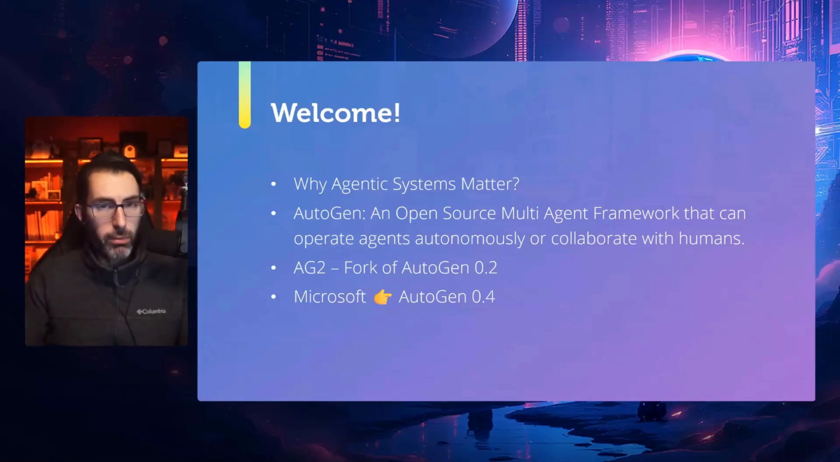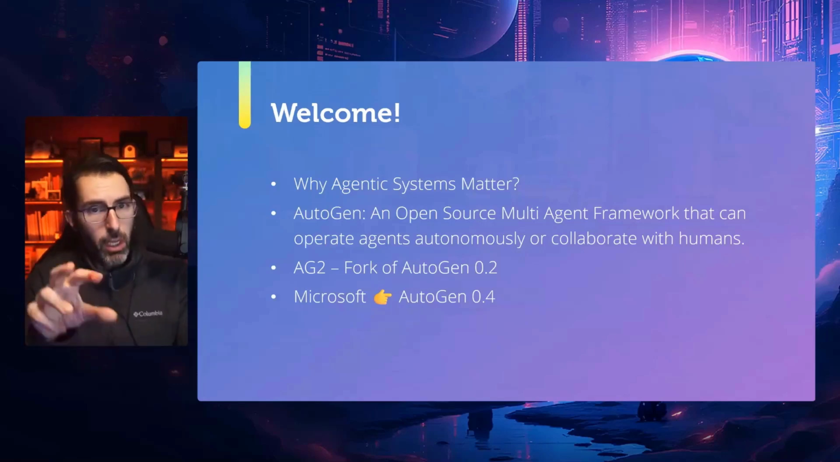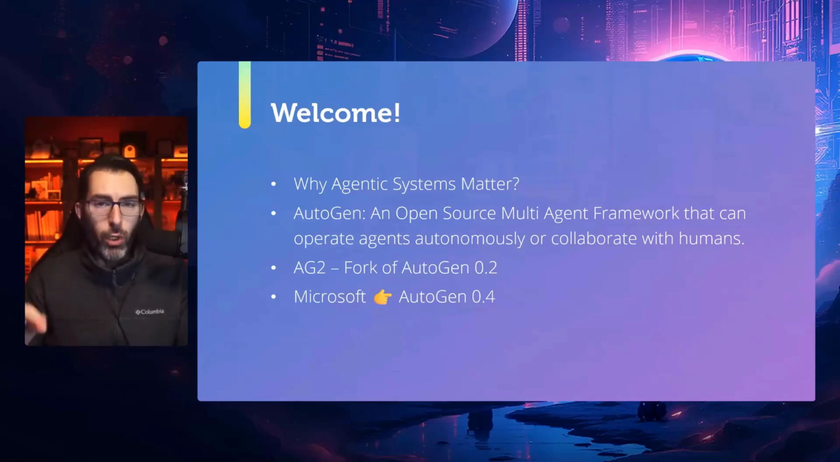Let me look at the slide to make sure I didn't miss anything. Yes, we kind of covered why agentic systems matter, and Autogen, an open source multi-agent framework that can operate agents autonomously and collaborate with humans, which is the part that I missed, which is very important. When these agents work together, we want to be in the picture as well, sometimes, because human oversight is helpful.